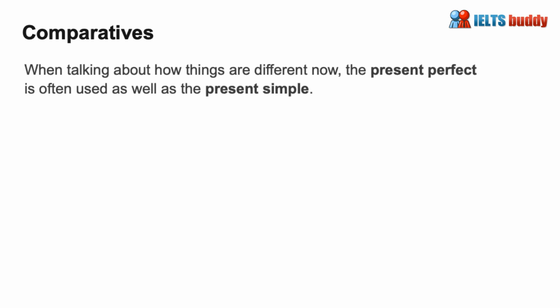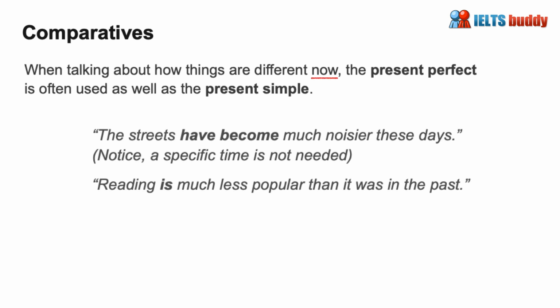When talking about how things are different now, the present perfect is often used as well as the present simple. For example, the streets have become much noisier these days. Notice when you're using the present perfect, we don't need a specific time. Reading is much less popular than it was in the past.